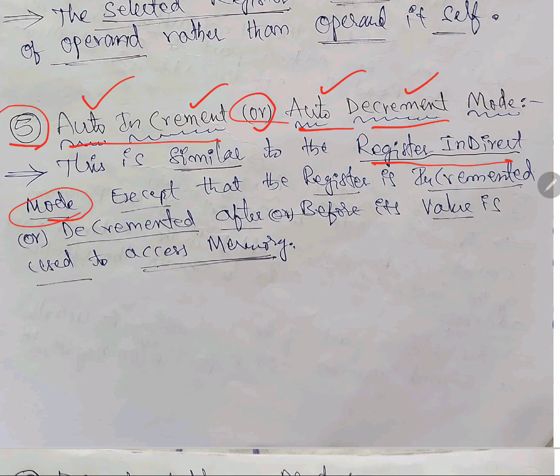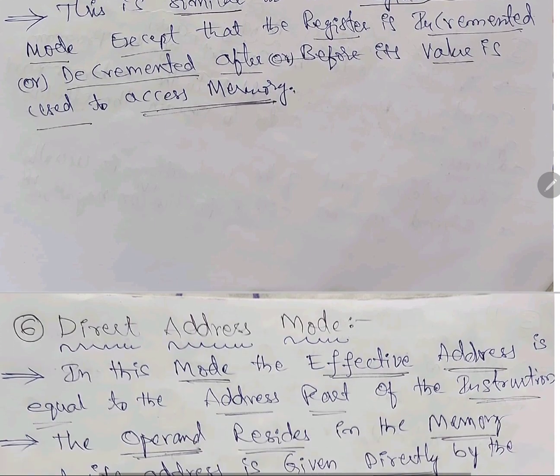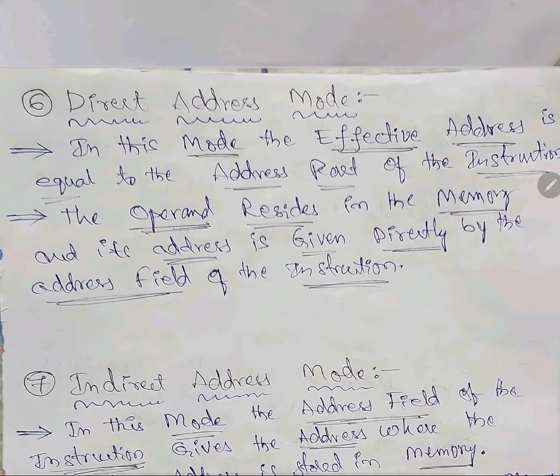This is similar to the register indirect mode, except that the register is incremented or decremented, right, after or before its value is used to access memory. When it is accessed from memory, the register value will be either incremented or decremented. Very simple. Now the sixth one is direct address mode.